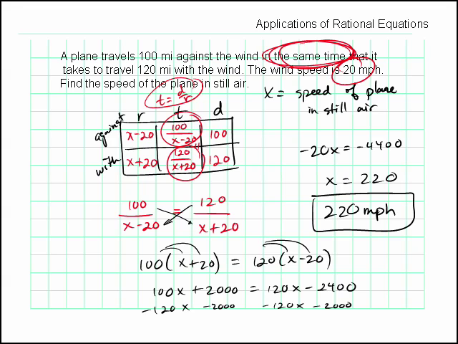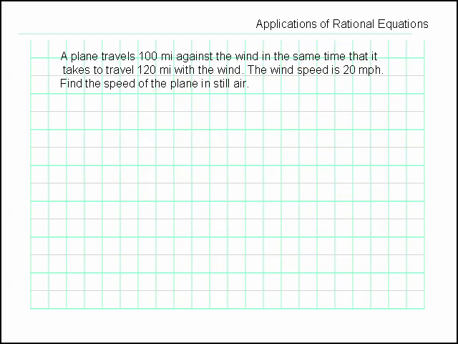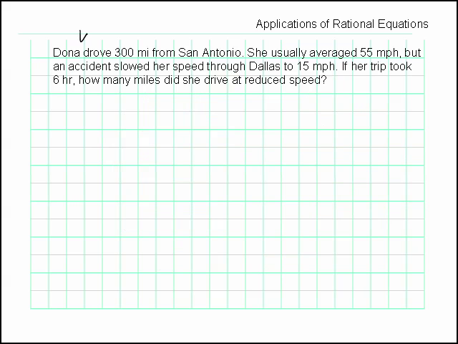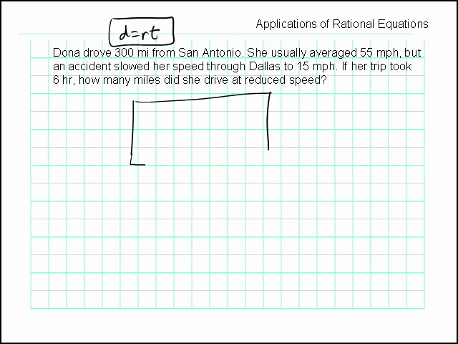Let's now look at what's called a work problem. Oh, wait, I'm sorry, that's wrong. This is one more. We have one more here, rate, time, distance problem. Our work problem's right after this. Okay, let's make our chart here. Rate times time equals distance.